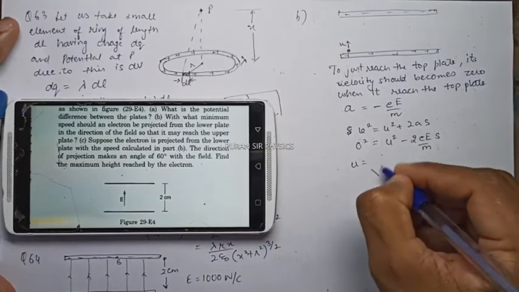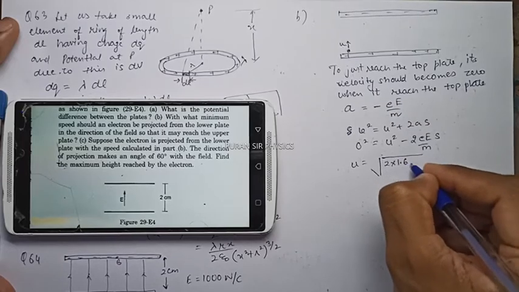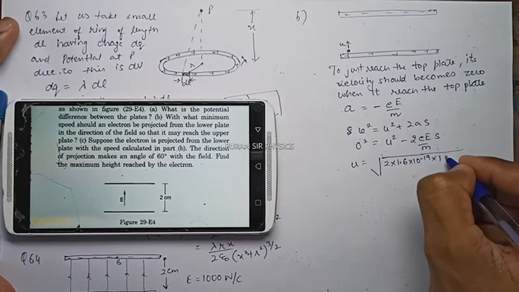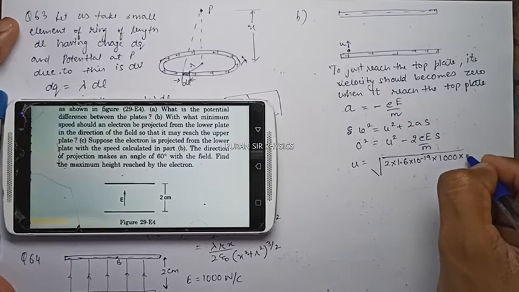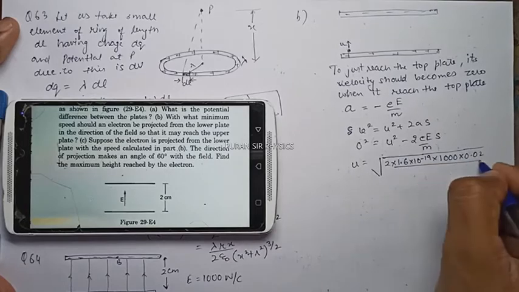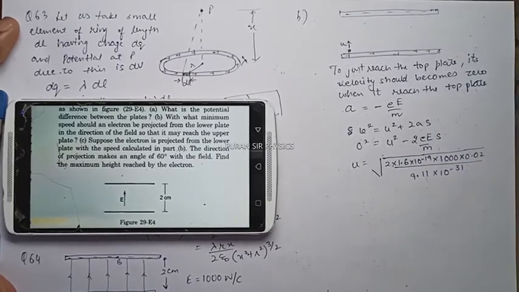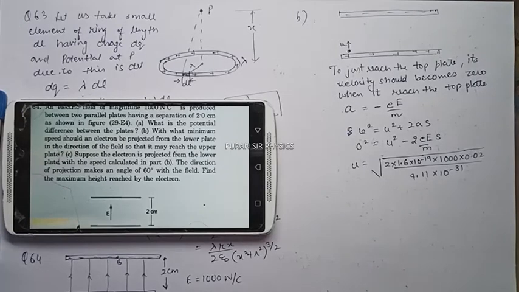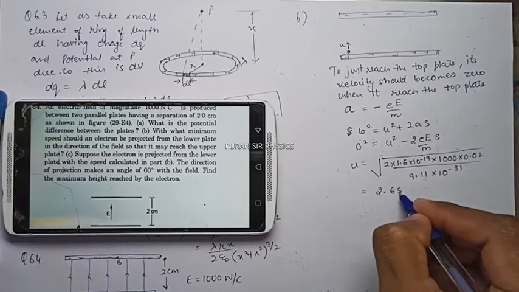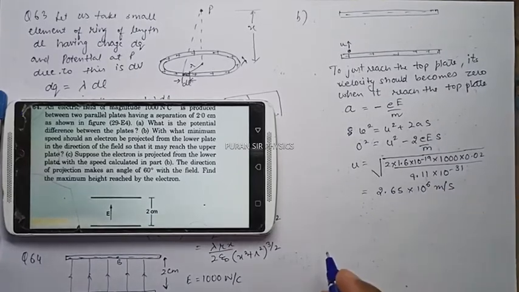So from here we can calculate that it will be 2 into 1.6 into 10 raised to the power minus 19 into 1000 into 0.02 divided by 9.11 into 10 raised to the power minus 31. So when we solve this, it comes out to be 2.65 into 10 raised to the power 6 meter per second.